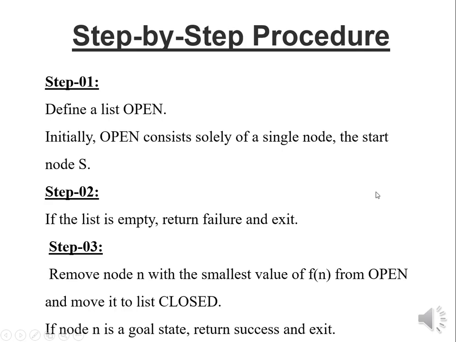In the first step we have to define a list open. Initially the open list contains a single node because it has a start node s, and in our example we have considered start node as s, and after considering the open list, if the list is empty then we return the failure and exit the node. Otherwise remove the node n with the smallest value of f(n) from open and move it to list closed. If node n is a goal state, then return the success and exit.